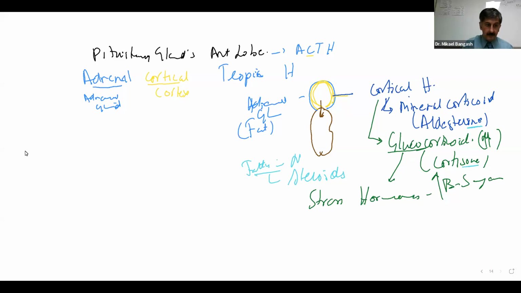Now, guys, if you look at the adrenal gland, as we said, the cortex is responsible for producing these stress hormones here. A deeper layer of the adrenal gland is the medulla.